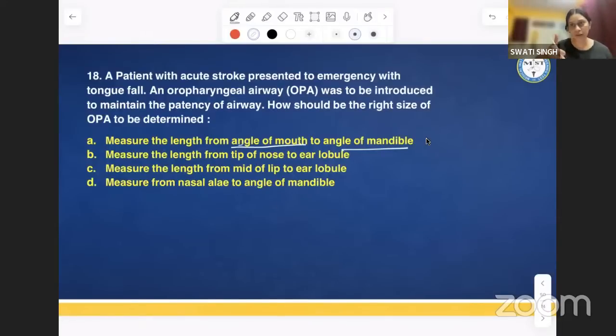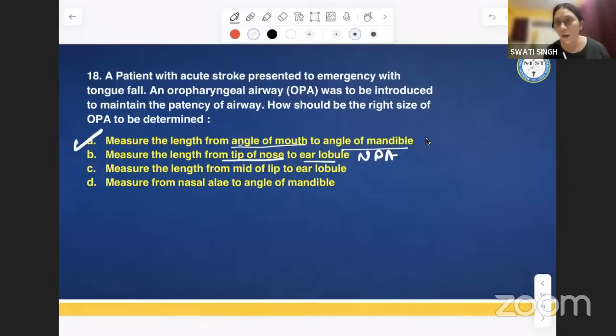answer. Cool, guys. So very nice, expected question. So we measure the length from angle of mouth to angle of mandible. So very quick, we'll revise. For OPA, from angle of mouth to angle of mandible. For NPA, from tip of nose to ear lobule.